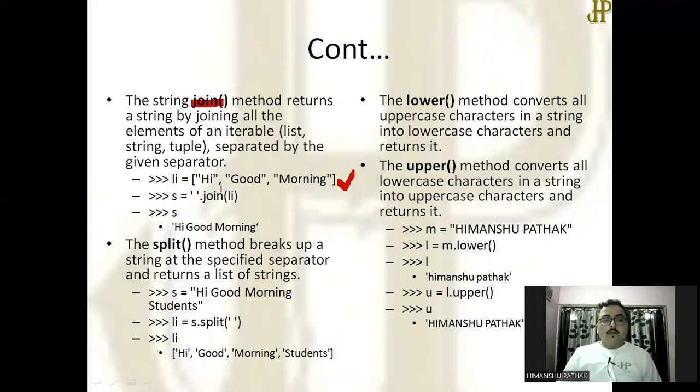Now I'm going to create another variable s, and s will be a string type, and joining can be done with the separator space. Wherever the space is used, 2 words are joined. So hi and good, there will be a space. Good and morning, there will be again a space. So here you can see: hi good morning.